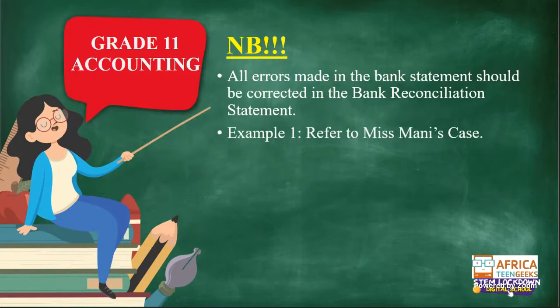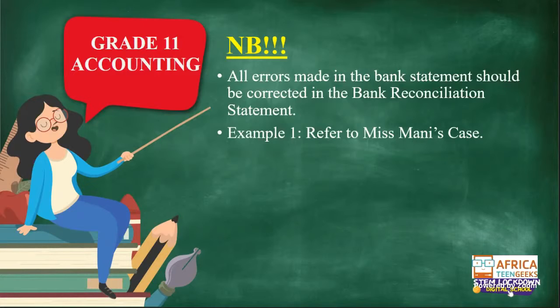Now, going back to Miss Mani's case, the error was made in the bank statement, not in the books or in the journals of Miss Money, where she records the monies that she received and the monies that she paid, right? But the error was made in the bank statement, right?